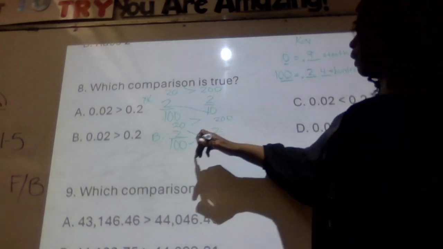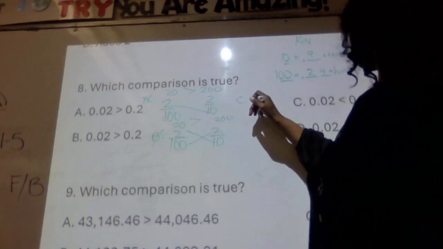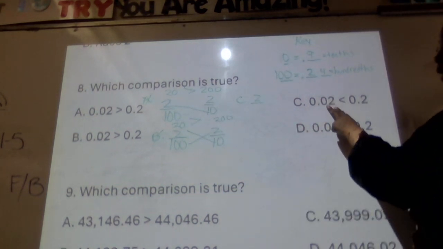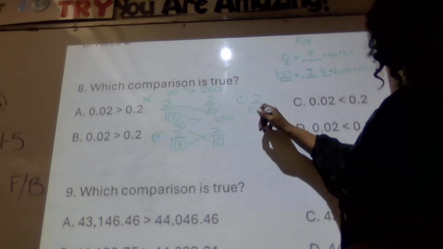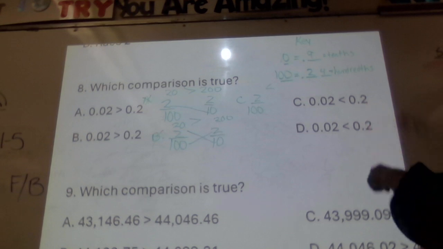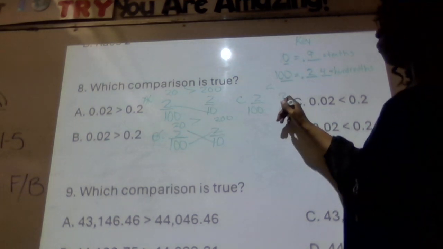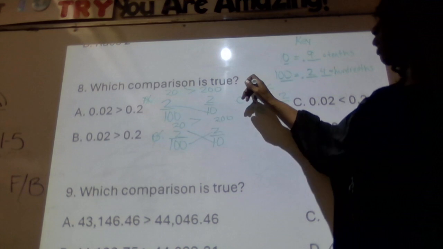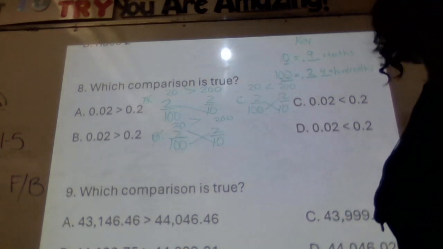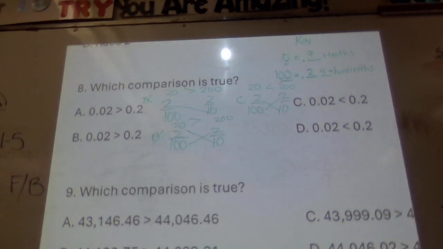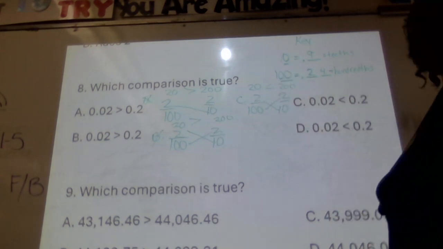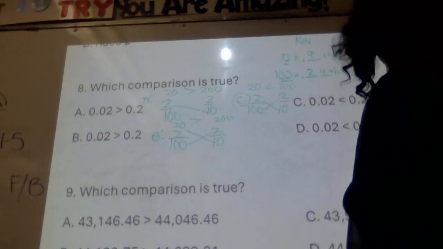Now we come over here to C. We have two what? Hundredths, because it's two numbers past the decimal. And then the sign here is a less than sign up top. And there's only one number past the decimal, 2 tenths. 2 times 10 is 20. 100 times 2 is 200. And 200 is greater than 20. So C would be correct. Okay?